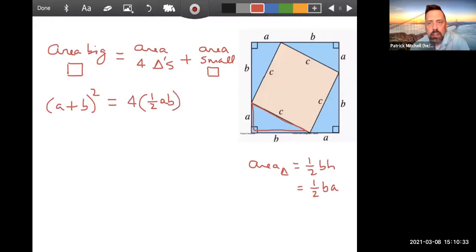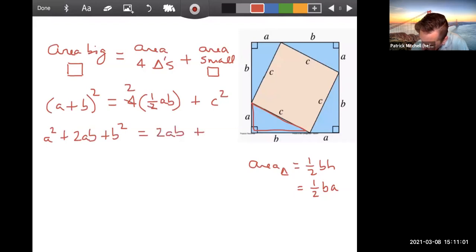And then finally, the small square has a side length of C. So the area of that square is C squared. All right, so if you multiply out (A plus B) squared, you get A squared plus 2AB plus B squared. And then 4 times 1/2 is 2, right? So this is 2AB, this is C squared.